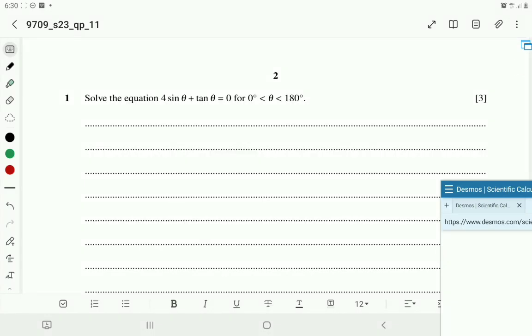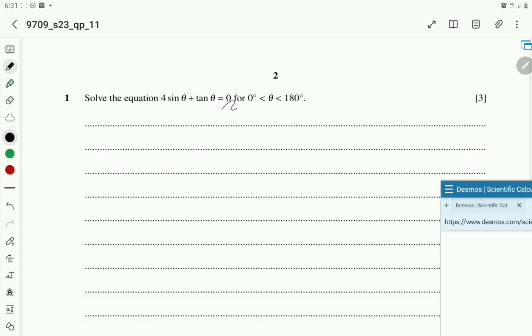Question 1 of 9709, series of 23, question paper 11. Solve the equation 4 sine theta plus tangent theta equals 0, for theta between 0 and 180 degrees. So underline the conditions so you're always reminded.